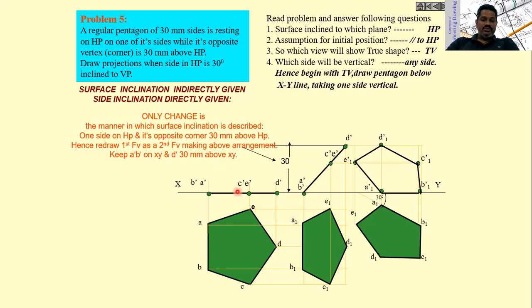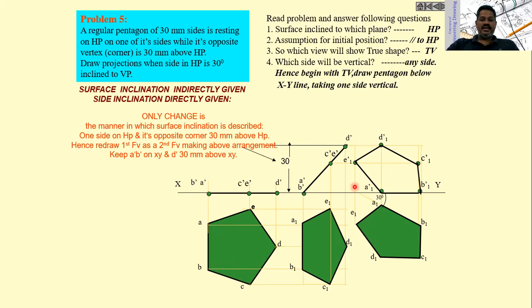In the first step, we have drawn, assuming that the pentagon is parallel to HP, so that we started drawing the true shape. That means the top view. We have drawn the first step. Then for the front view, we will get the horizontal line like this by projecting all these points from the top view.